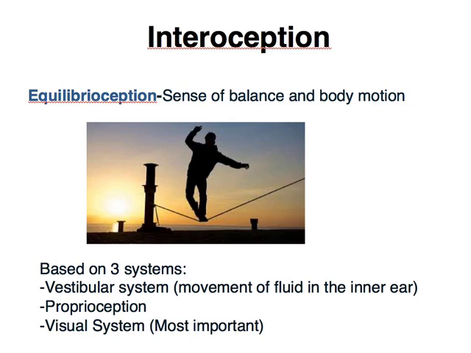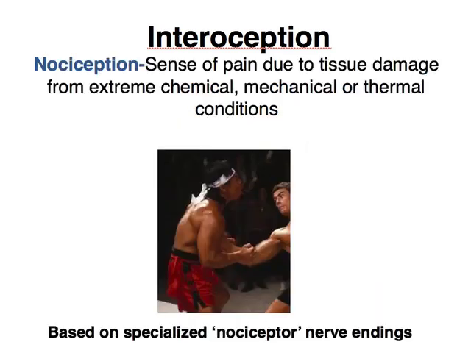We get feedback as we move around as to whether we're moving in one direction or not, and we're able to use that feedback from our visual system to then provide muscle movement to correct any imbalances.